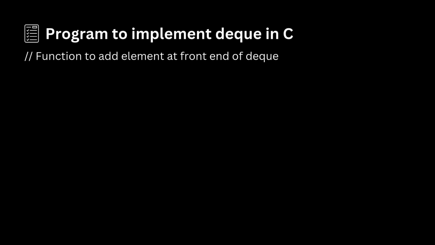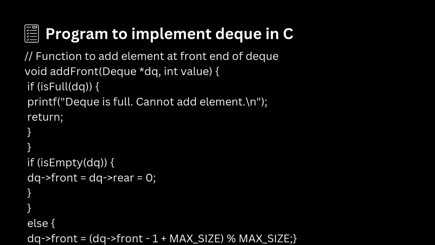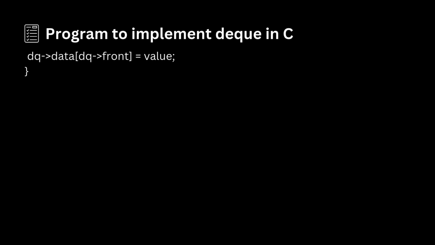Function to add element at front end of the Deque. This addFront function adds an element to the front end of the Deque. It first checks if the Deque is full using the isFull function. If the Deque is not full, it checks if the Deque is empty. If it is, it sets both front and rear to 0. If the Deque is not empty, it decrements the front and wraps around if necessary to make space for the new element. Finally, it adds the new element at the position indicated by the front index.